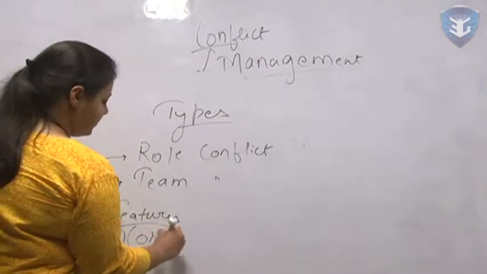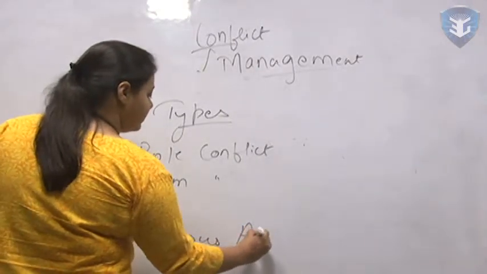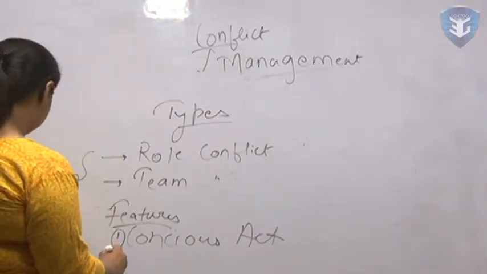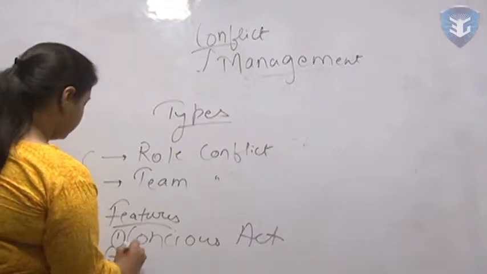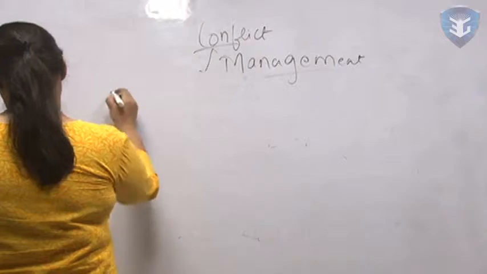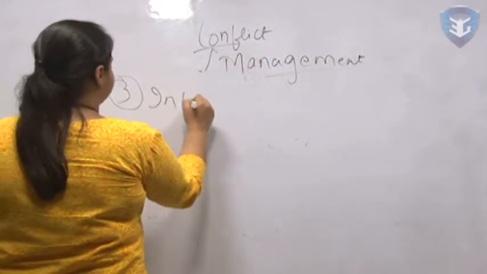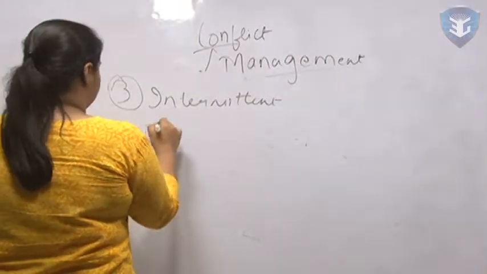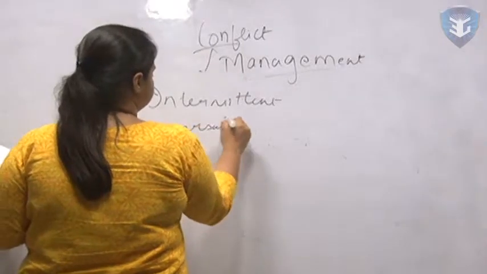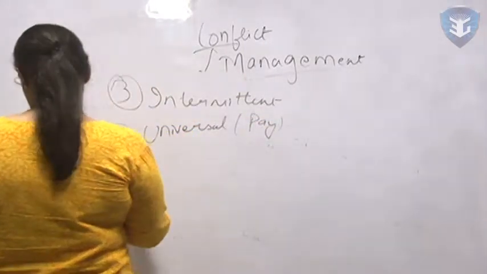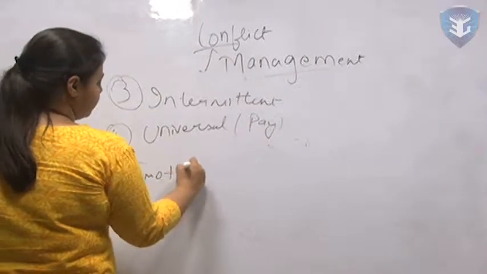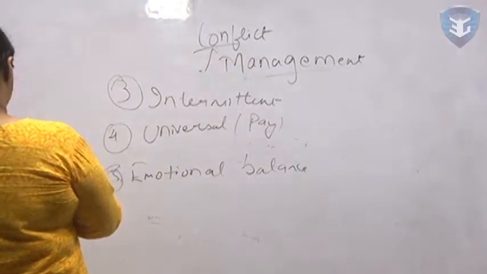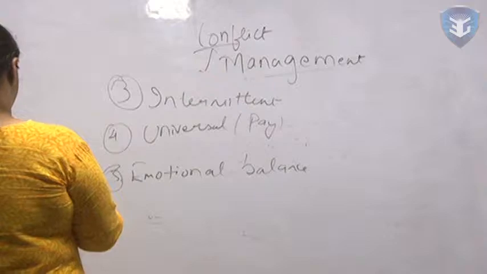There are some features that make you understand whether there is actually a conflict or not. One is it has to be a conscious act. Whenever you can see that the indifferences are being created consciously, so that means there is existence of conflict. Secondly, it has to be personal. Third, it is intermittent. Then it has universal existence, like issues like pay. And last, it is causing some emotional imbalance. So these are the features through which one can identify whether a conflict exists in an organization or not.